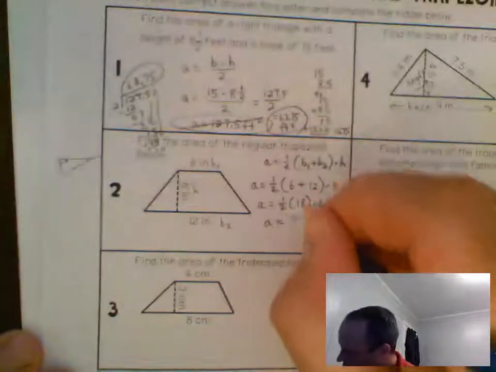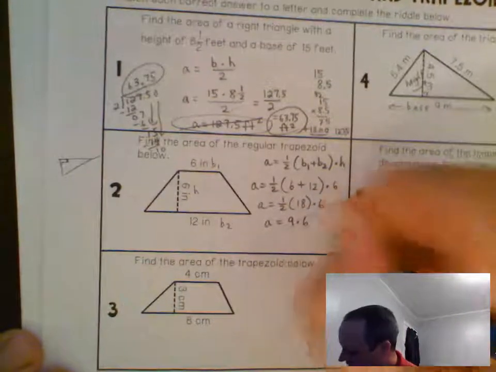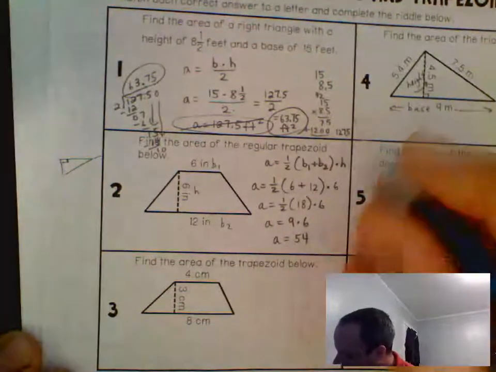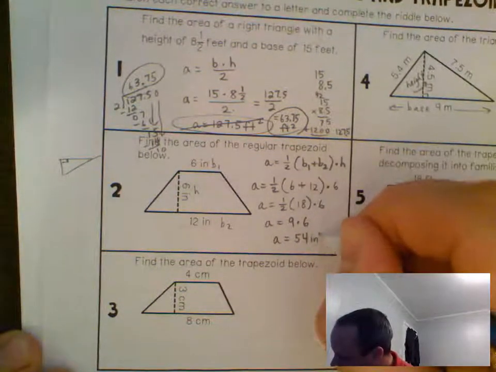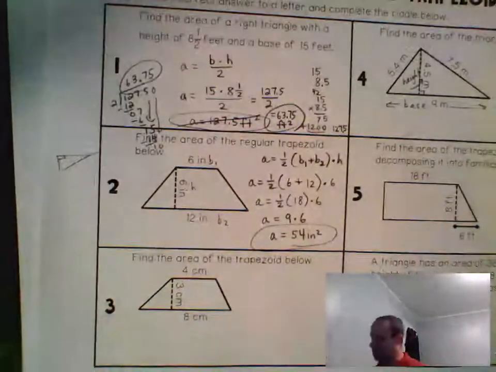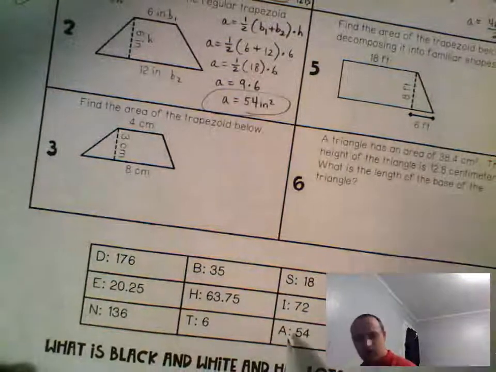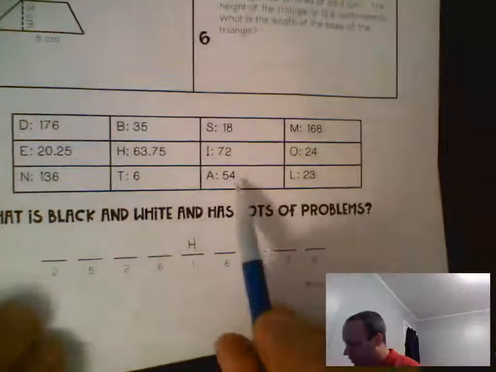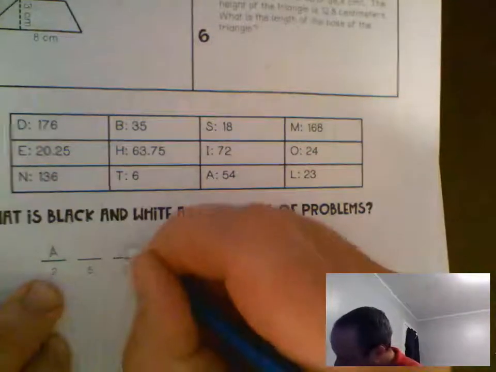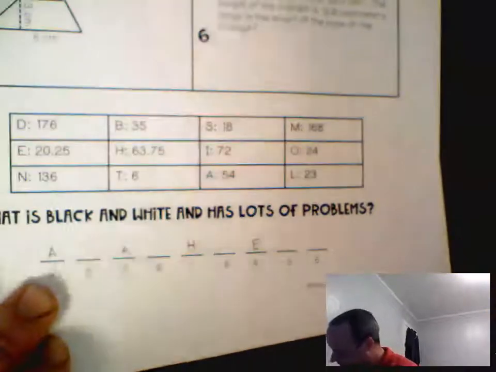So area equals 9 times 6, or area equals 54. In this case, it's going to be inches squared. So for number 2, our answer is 54 inches squared. So we're going to come over here. It looks like for number 2, 54 is A. So for number 2, we'll put an A here, and A here.